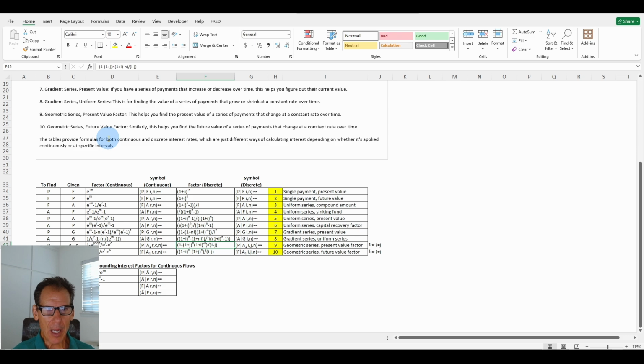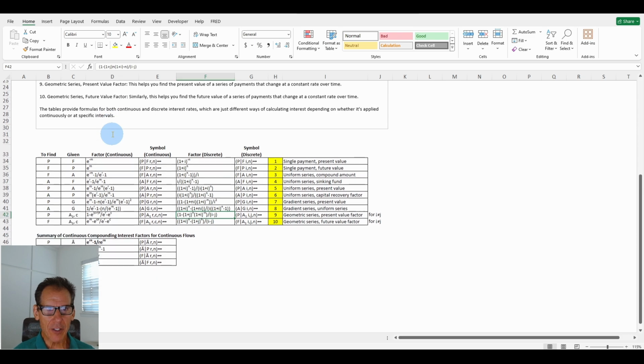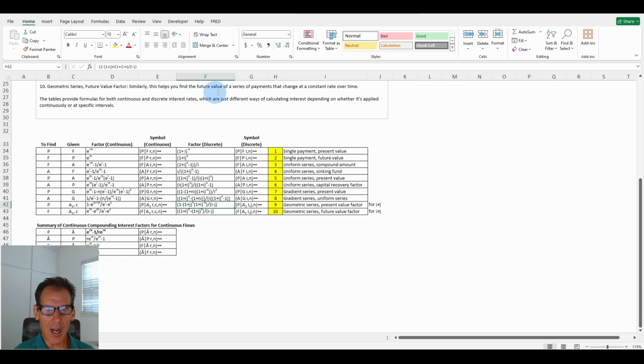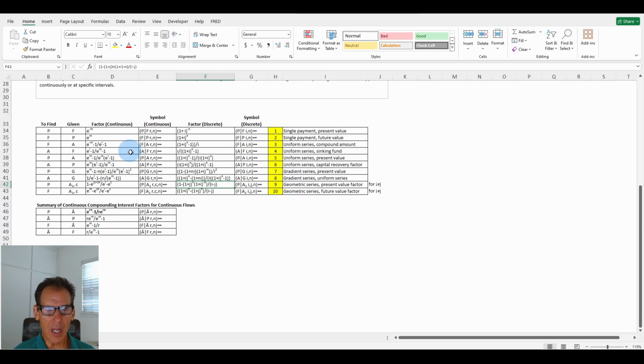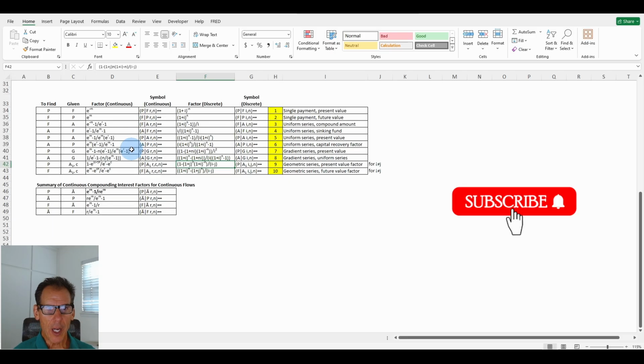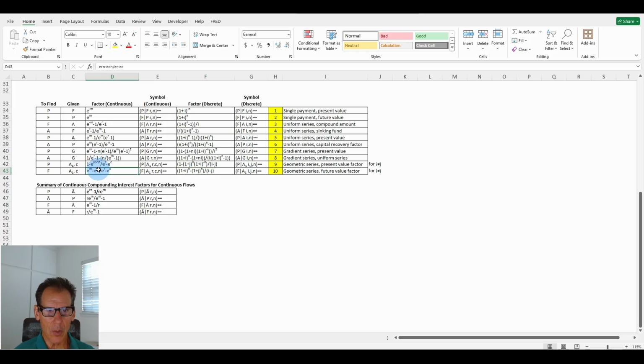And lastly, geometric series, future value factor. Similarly, this helps you find the future value of a series of payments that change at a constant rate over time. I want to make sure my ugly mug is not covering this stuff up. Over here, number 10, geometric series. This is the discrete, and then this is the continuous. Then over here are some other examples.